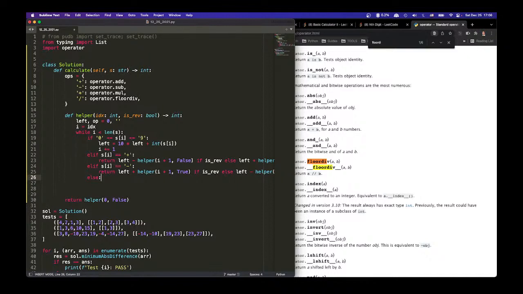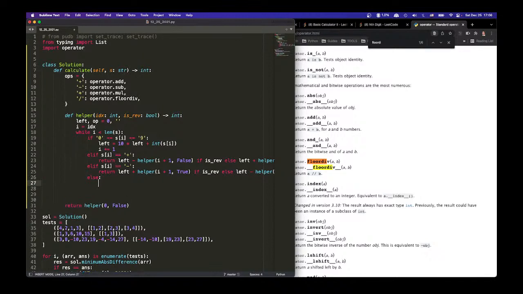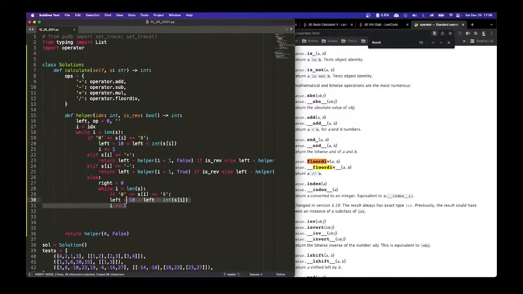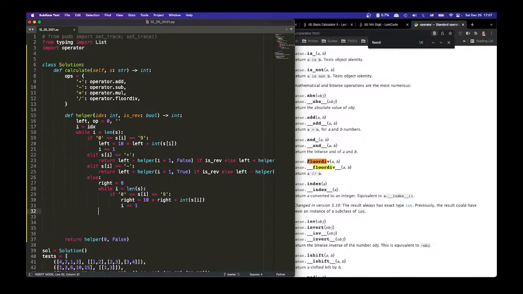Else, that means it's a plus or, then we need to read another value while I smaller than len s, right? And then we say right or equal to 0, and we do the exact same thing here. Okay, so do the exact same thing, and we just do right. Once they come out, then we have a right. I'll have a left and right.